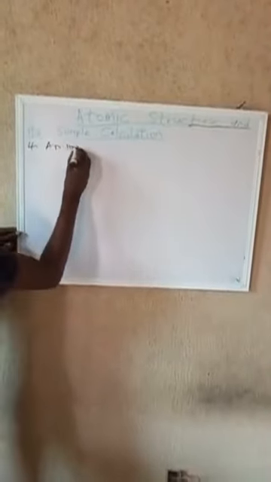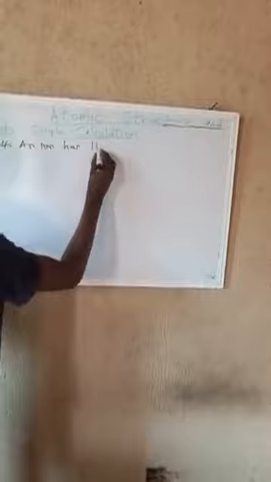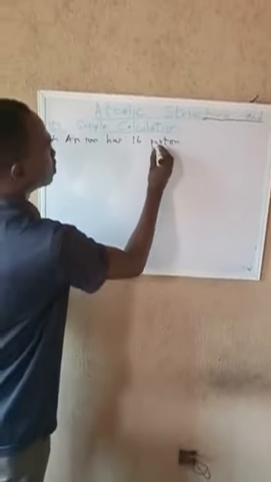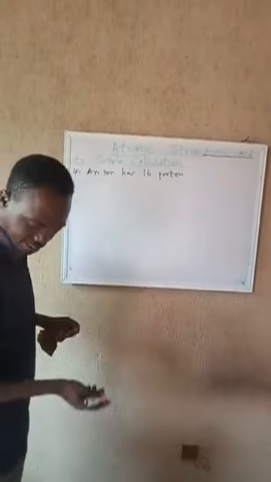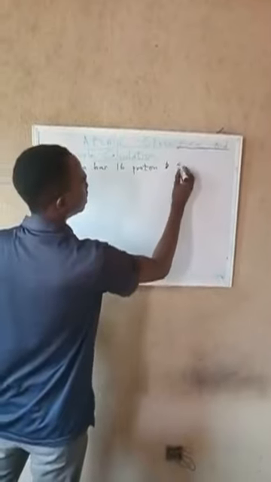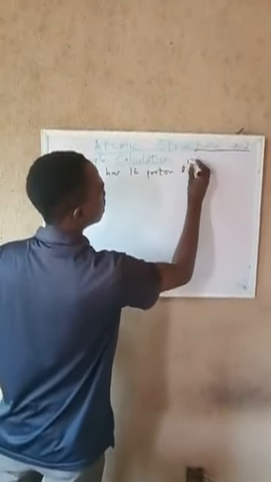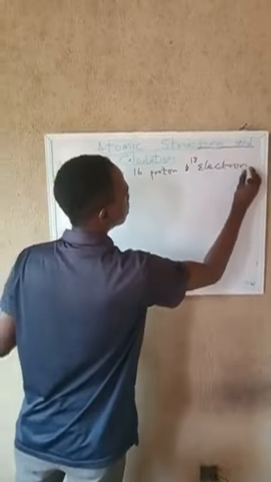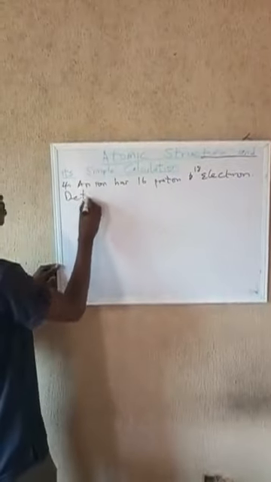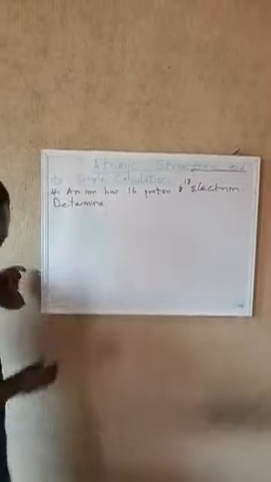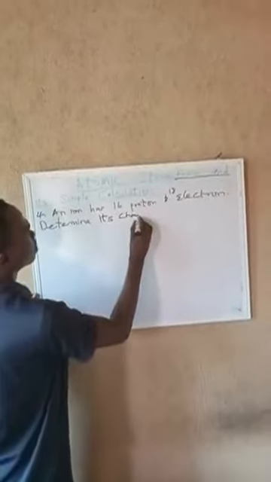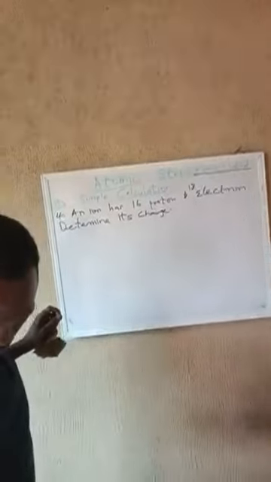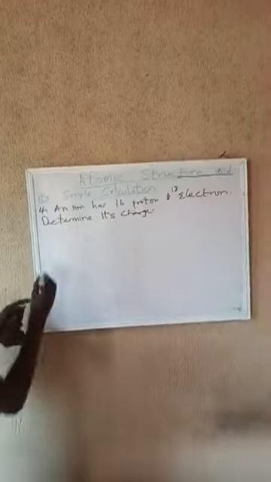An ion has 16 protons and 18 electrons. Determine its charge.